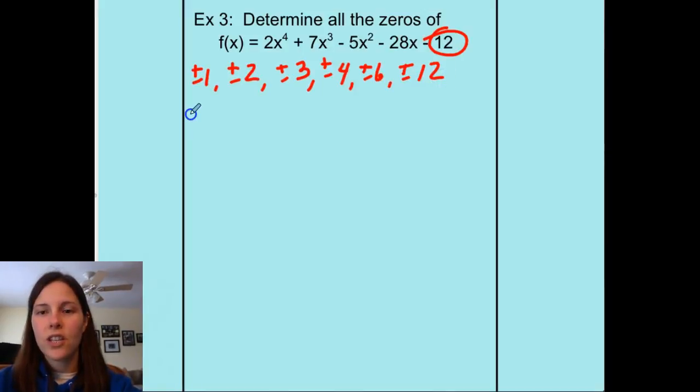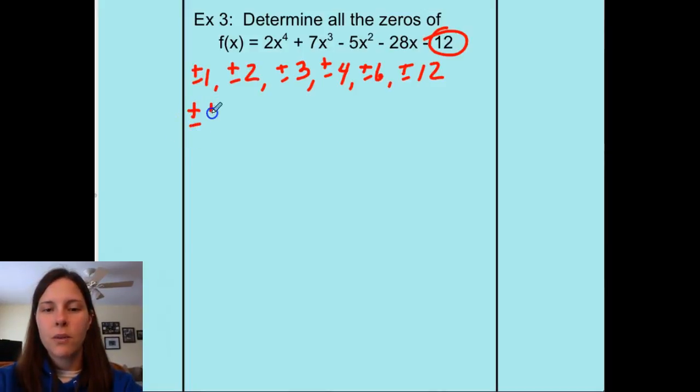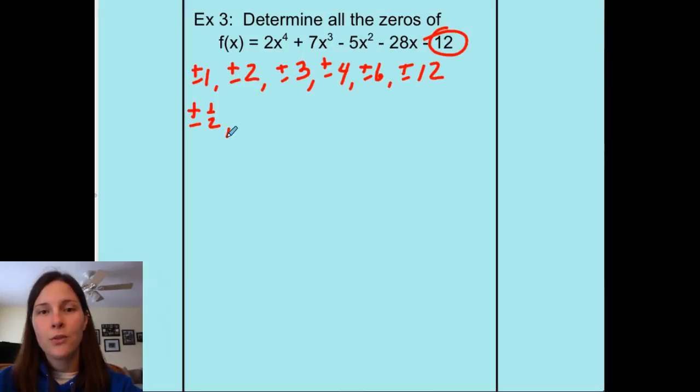Dividing by 1 doesn't change anything, so now I'm going to divide each of these values by 2 to get additional possible zeros. 1 divided by 2 gives me 1/2. 2 divided by 2 gives me 1, which is already in my list. 3 divided by 2 gives me 3/2. 4 divided by 2 gives me 2, which is already in our list. 6 divided by 2 gives me 3, which is already in our list. And 12 divided by 2 gives me 6, which is already in our list. So we have technically 4 additional factors, plus or minus 1/2, and plus or minus 3/2 when we divide by that factor of 2.